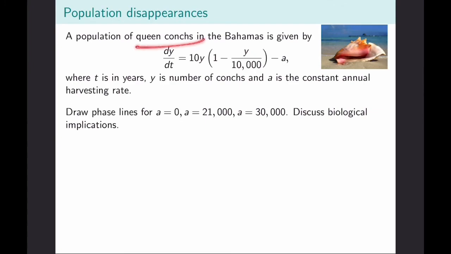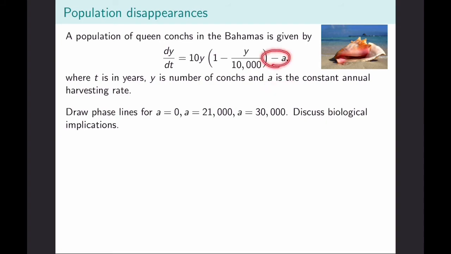We will use an example of queen conches in the Bahamas that have been threatened by overfishing. They are an important food source for large predators such as sharks and turtles, which means that their disappearance also affects other species. This differential equation describes their disappearance rate fairly closely. This is modeled on real data. And what we normally would like to do is introduce some kind of variable, or rather parameter, to it that we can model around. This models the annual harvesting rate.